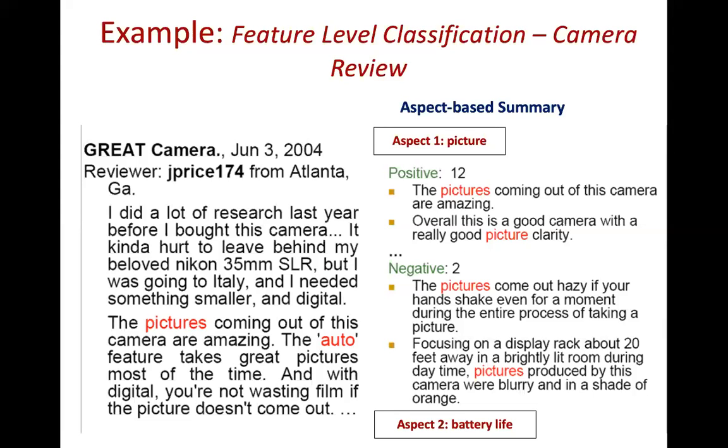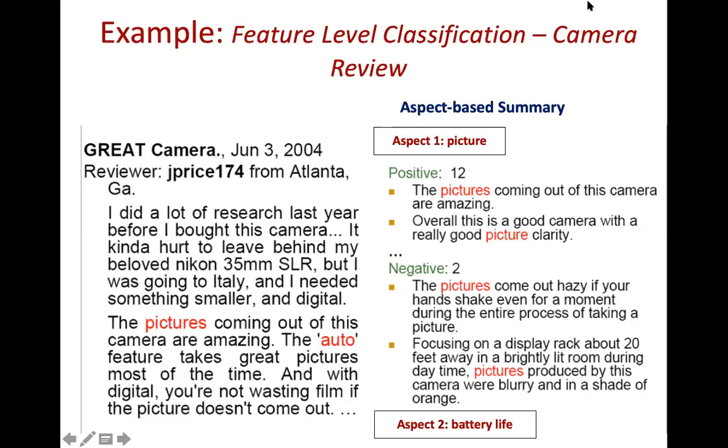You need to know that hazy is actually a negative aspect in relation to the camera classification. Otherwise, hazy is just a neutral word. And I think this is quite a bit of a challenge when you want to classify the sentiments of a particular field or a particular relation to particular aspects.